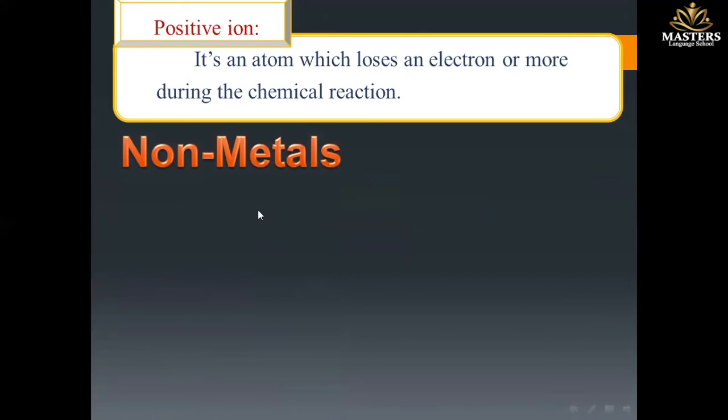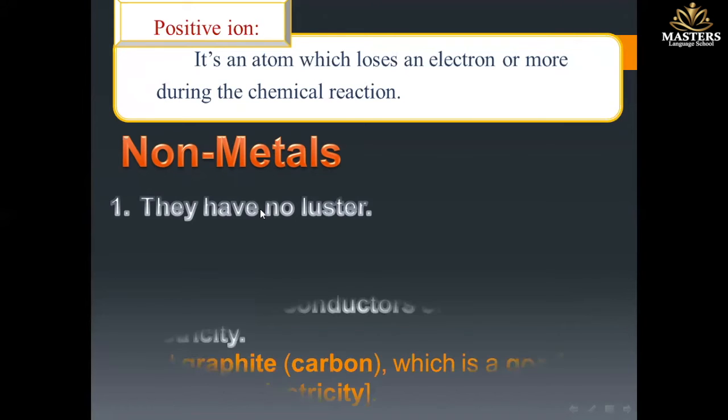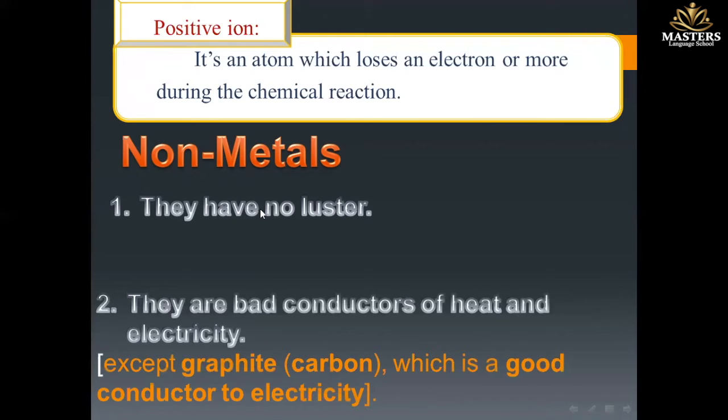Now, we have to know the meaning of nonmetals. Nonmetals, the first property: they have no luster or they are not shiny. Number 2, they are bad conductors of heat and electricity except carbon, which is a good conductor of electricity. Not for heat, no, it's a good conductor of only electricity.